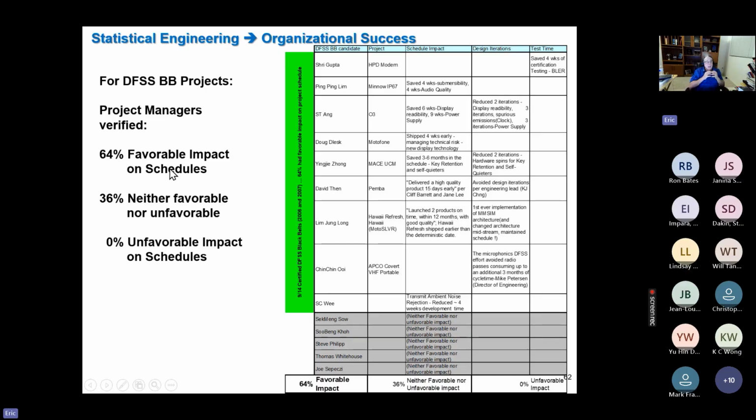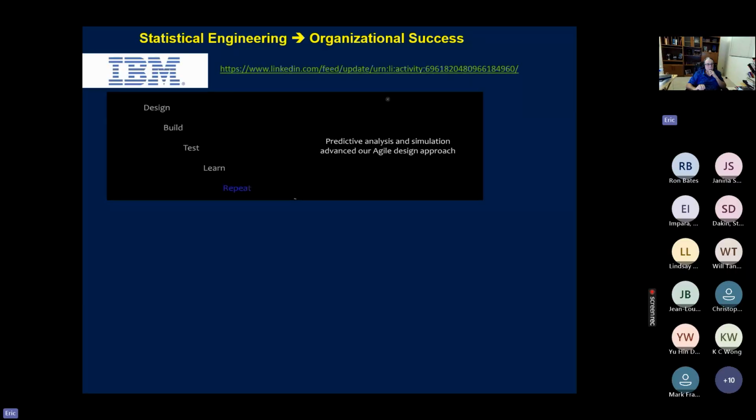Around 2/3 of the time, according to project managers, it had a favorable impact on the schedule, and about a third of the time, neither favorable nor unfavorable. A pleasant surprise to me, we did not have any occasions where using these additional methods, which are fairly complicated and challenging and difficult, had an unfavorable impact on the schedules according to project managers. I was rather pleasantly surprised by that.